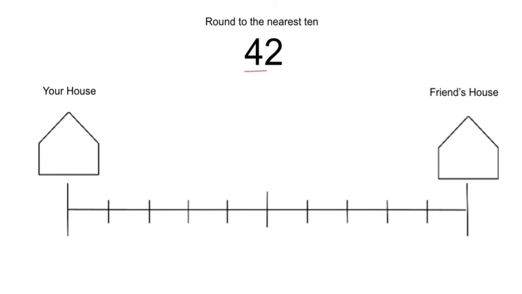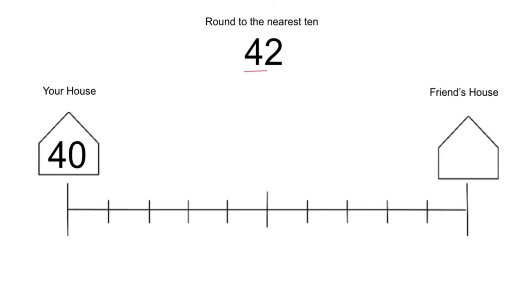So then we are going to pretend that your house has the number 4 in the tens place, and then it will have a 0 in the ones place. Your house will always have a 0 in the ones place, and in the tens place, it will have the digit for the place you are rounding to in the given number.